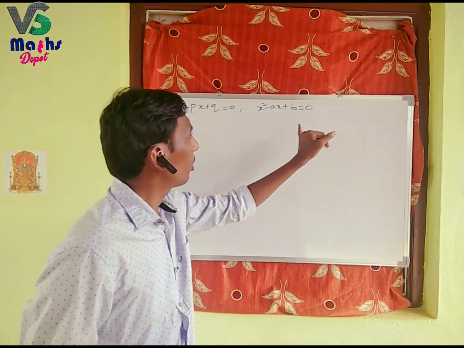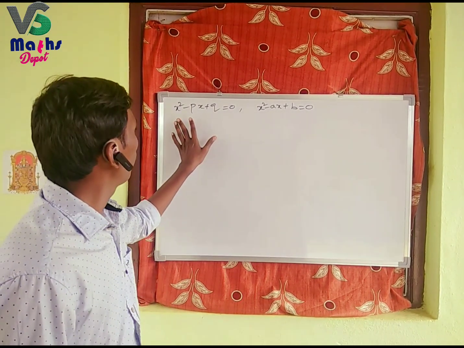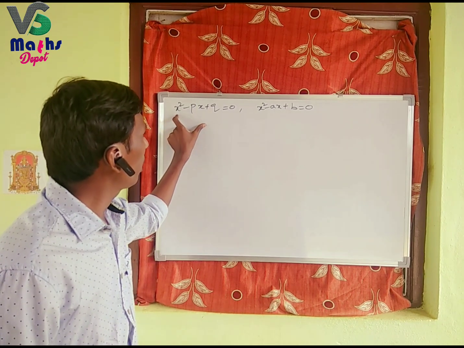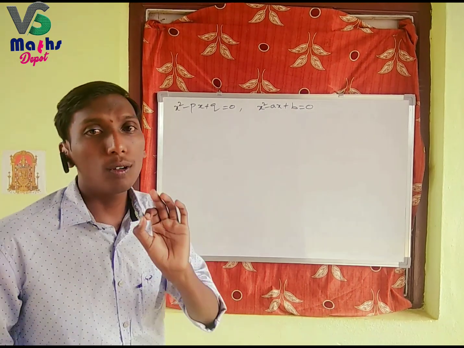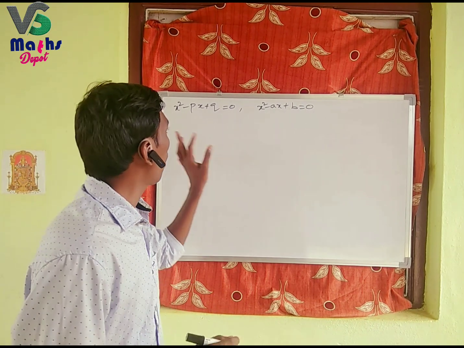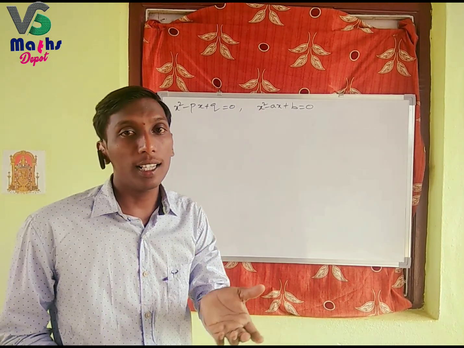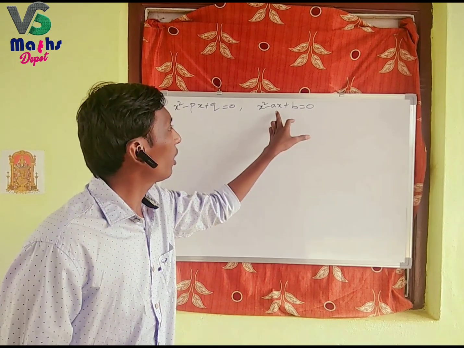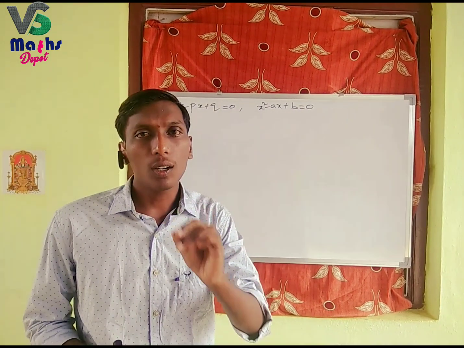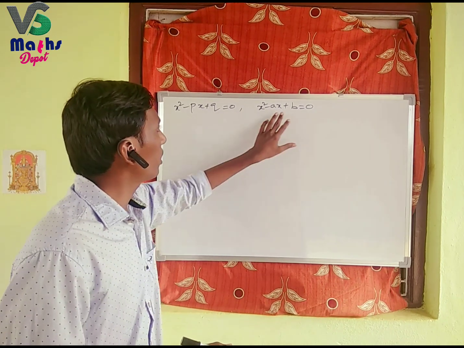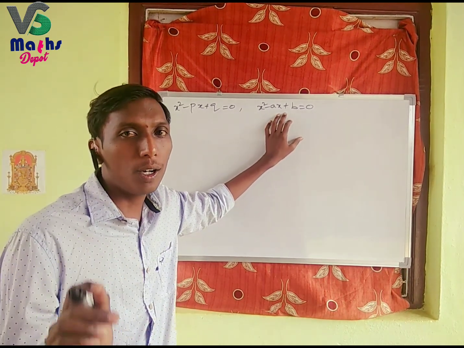Let us discuss one more problem on this. Suppose two quadratic equations are given to us, and the first and second quadratic equations have one common root. Another condition given to us is that the second quadratic equation has equal roots. The second quadratic equation has equal roots, and the first and second quadratic equations have a common root.